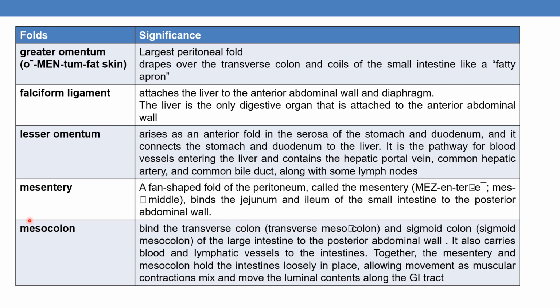And finally, coming to mesocolon, it binds the transverse colon and sigmoid colon of the large intestine to the posterior abdominal wall. It also carries blood and lymphatic vessels to the intestine. Together, the mesentery and mesocolon hold the intestines loosely in place, allowing movement as muscular contractions mix and move the luminal contents along the GI tract.